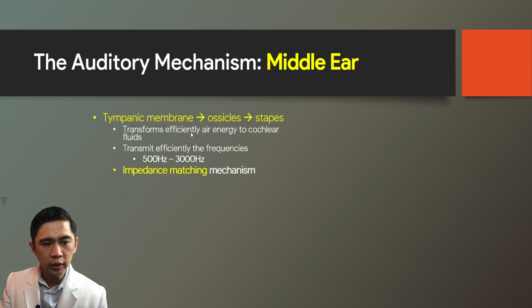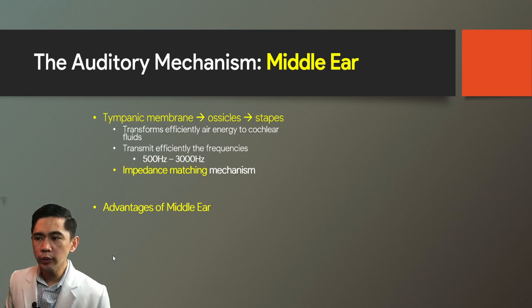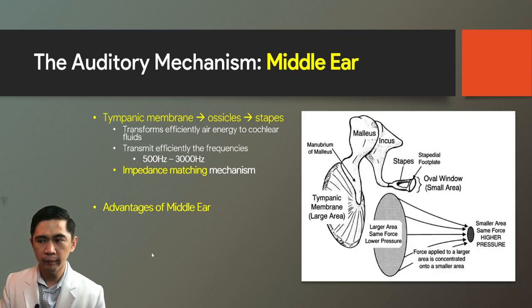The transformation of air energy to cochlear fluids without losing energy is what we call the impedance matching mechanism of the middle ear. So I told you earlier that patients without eardrum or without ossicles or even without the external auditory canal can still hear. However, there are advantages when we have intact middle ear structures. Take a look at this image. So this is the eardrum, the ossicles.